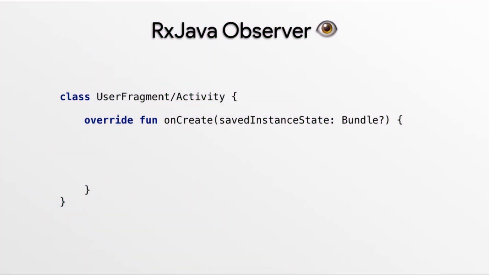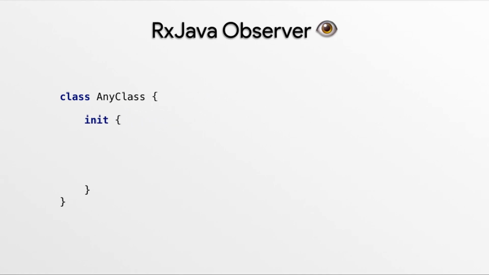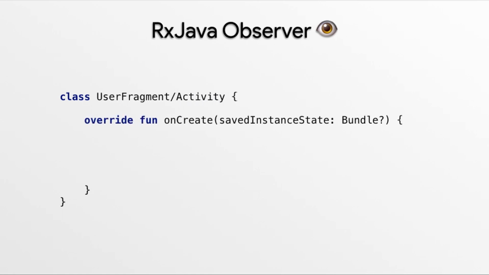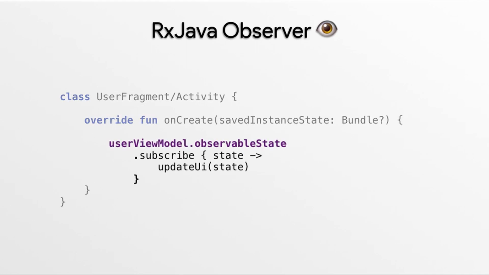In our activity, again in the onCreate. Actually, like I said, with RxJava, you can observe from literally any class, maybe in the initialization or wherever you want. There's no real limitations, but you have to make sure to clean up the observable yourself, regardless of what class you're in. But for now, let's stick to activity, fragment, then the onCreate. So we're accessing our state now, not an email, but we're observing the state, and we're subscribing to it. And when we get that state, we update the user interface.